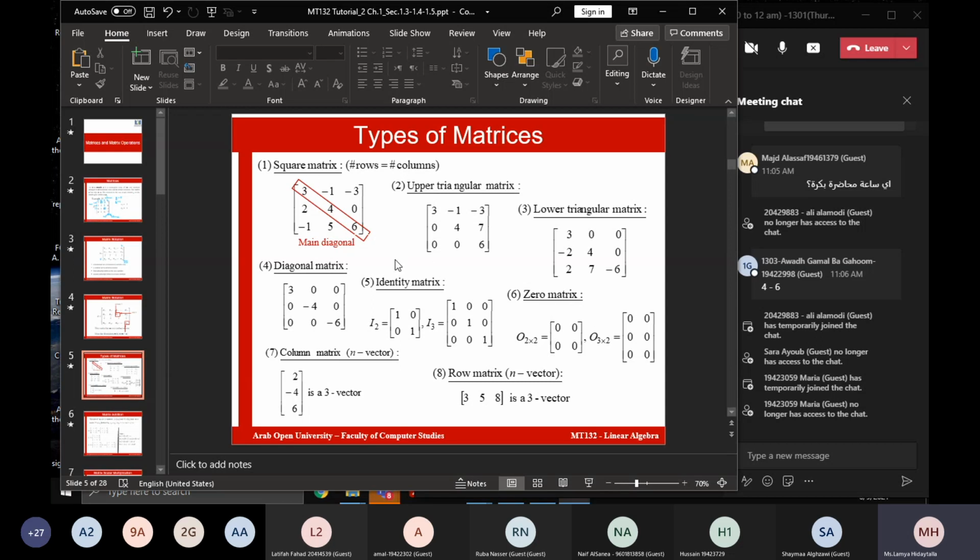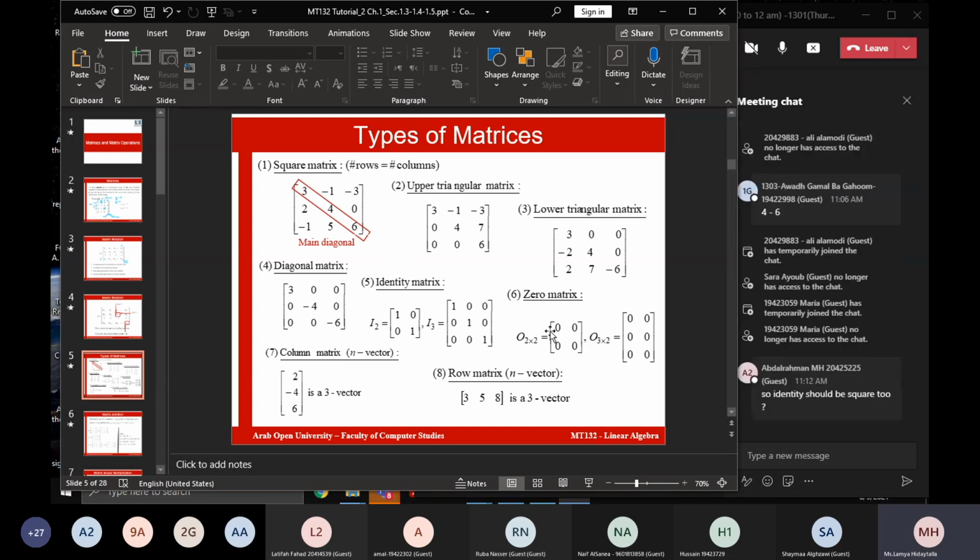Does it have to be a square matrix? No. It can be square or not square. Here it is 0 0 0 and so on. Here we have 3 rows and 2 columns, but all the elements inside are zeros. Yeah, the identity matrix should be a square matrix.